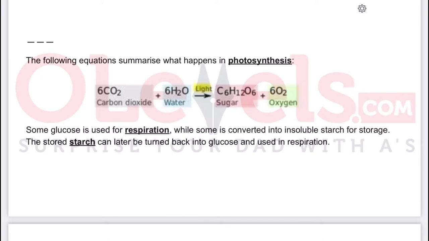The chemical equation is 6CO2, which is carbon dioxide, plus 6H2O, which is water, with the use of light, equals C6H12O6, which is the sugar, plus 6O2, which is the oxygen. So the total chemical equation is 6CO2 plus 6H2O equals C6H12O6 plus 6O2. Some glucose is used for respiration, while some is converted into insoluble starch for storage. The stored starch can later be turned back into glucose and used in respiration.